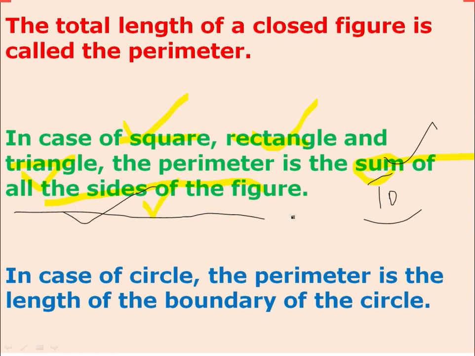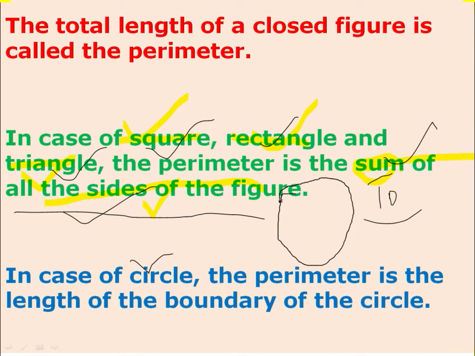Now, here they talked about the square, rectangle and the triangle. Now there are circles also. So in case we have to find the perimeter of the circle, how will we find it? That is the big question, isn't it? So they are trying to say that whenever we try to find the perimeter of a circle, now you know this is the circle.